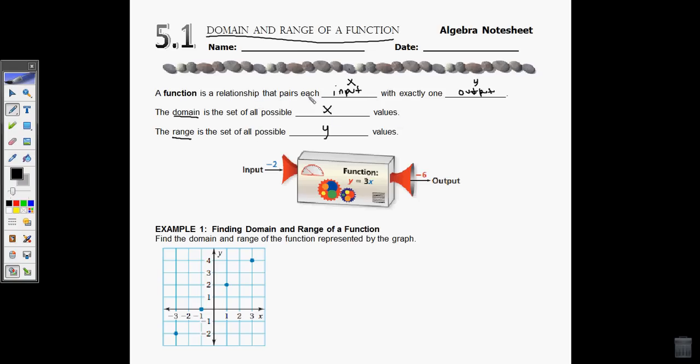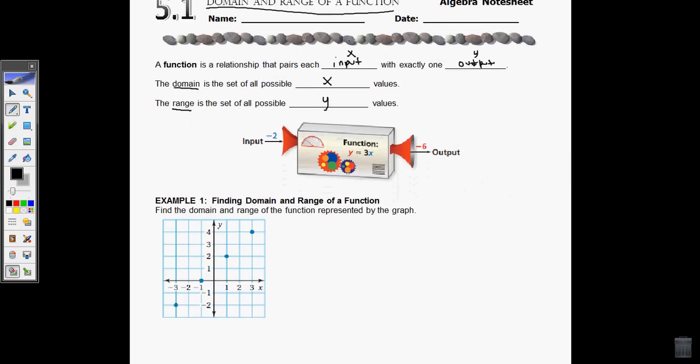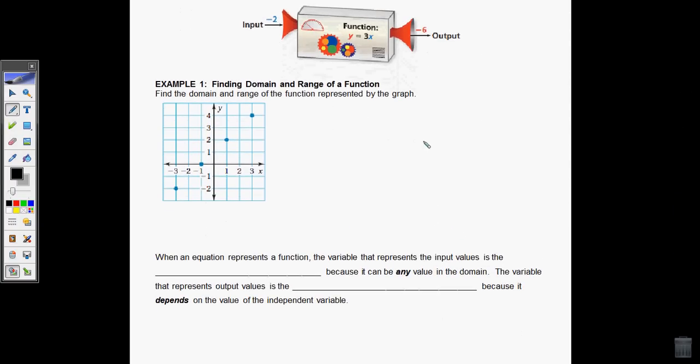So a function is a relationship that pairs x's and y's together, just like coordinate points. And the domain is the set of all x values that exist in that function. And the range is the set of all possible y values that exist in that function. So, the beautiful little function machine here, we have input values that go into the function, and they get outputted at the other end. We will return back to that depiction in a minute.